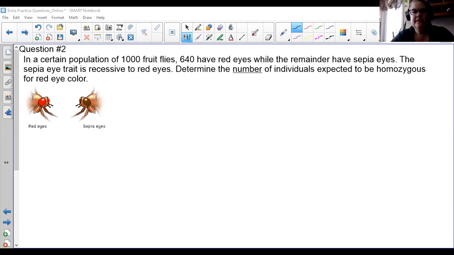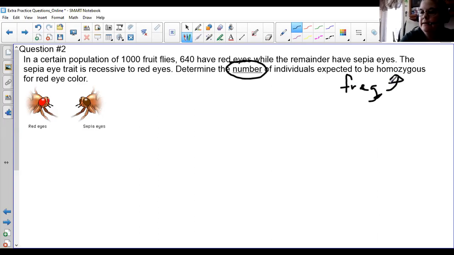In a certain population of 1,000 fruit flies, 640 have red eyes, while the remainder have sepia eyes. The sepia eye trait is recessive to red eyes. Determine the number of individuals expected to be homozygous for red eye color. Okay, so we need to know the number of individuals, but we can't figure that out until we get frequency. So my first step is to figure out the frequency of individuals that are homozygous for red eye color, which is 2 big A's.